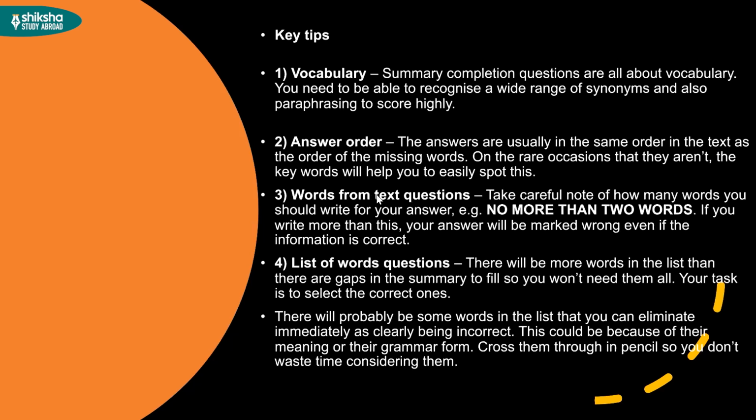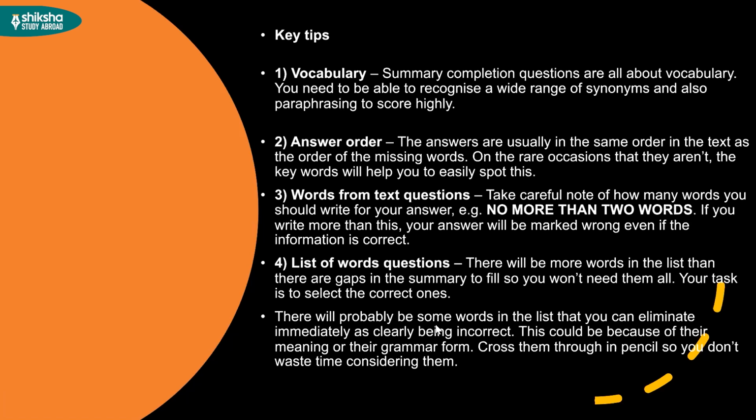Third tip is words from text questions. Take careful note of how many words you should write for your answer, for example, no more than 2 words. If you write more than this, your answer will be marked wrong, even if the information is correct. This is a very crucial point, guys. Just take a note of it. Fourth is list of words questions. There will be more words in the list than there are gaps in the summary to fill, so you won't need them all. Your task is to select the correct ones.